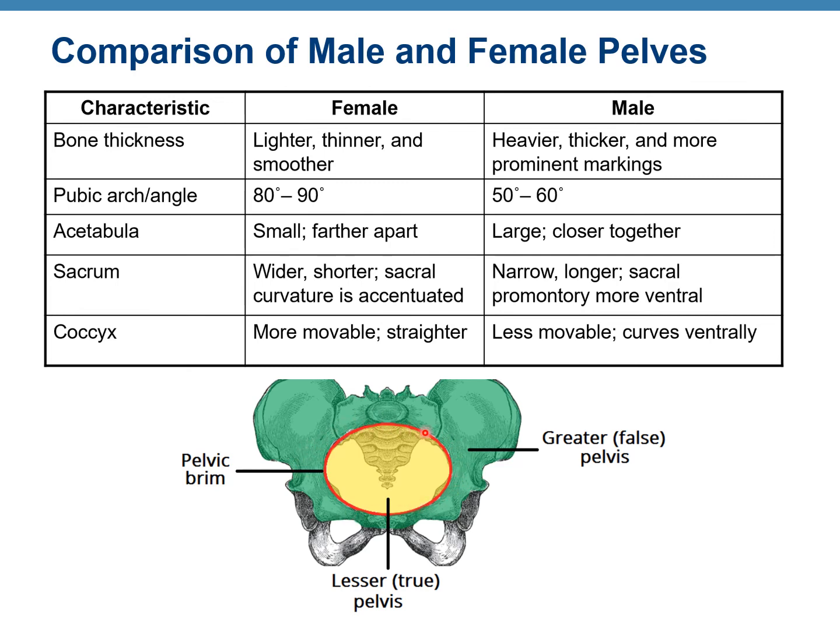So we have this opening, right? That's called the inlet, the pelvic rim. So that's the inlet of the pelvis. Everything above is the false pelvis. Everything below is the true pelvis.